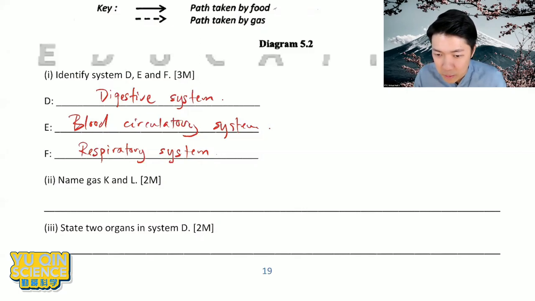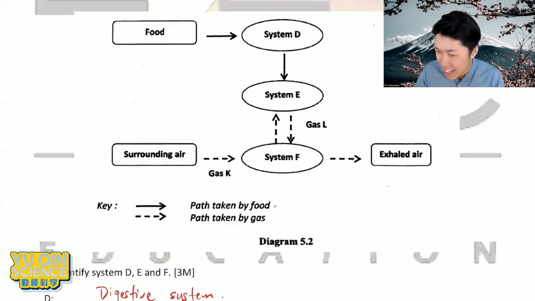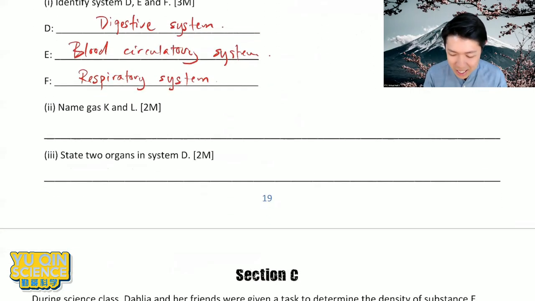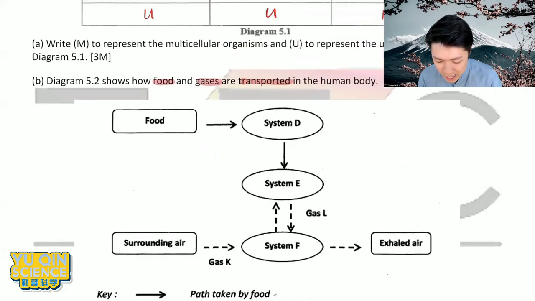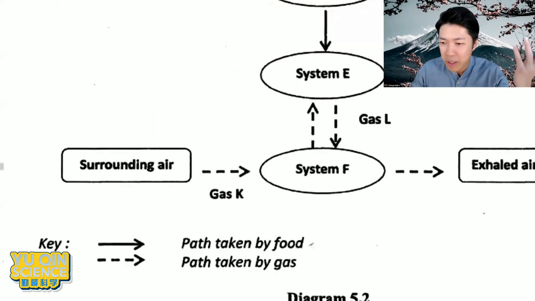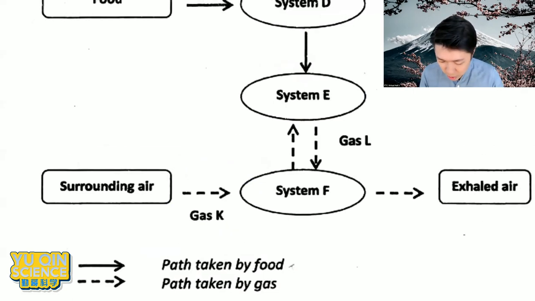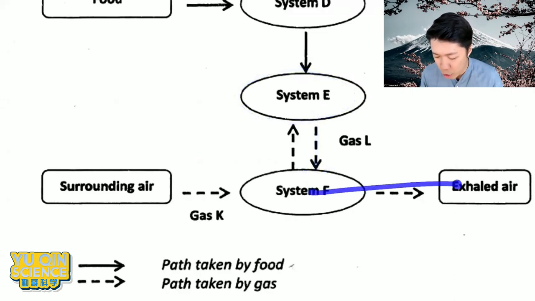Okay, cool. So now you all know who they are already, right? It makes more sense now, right? Okay, right now is the time we go on to gases K and L. So what are gases K and L? Everything seems so easy now. L is from blood back to the system and then thrown away, right? So yeah, you all get it?